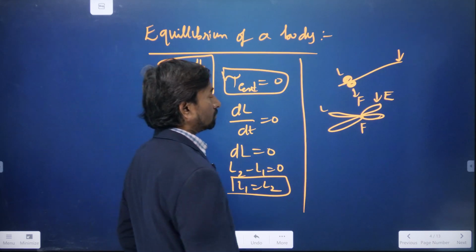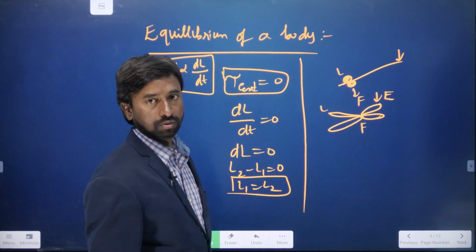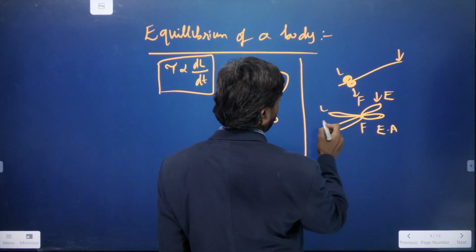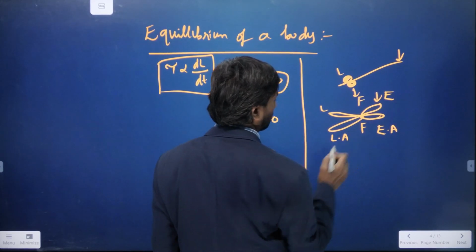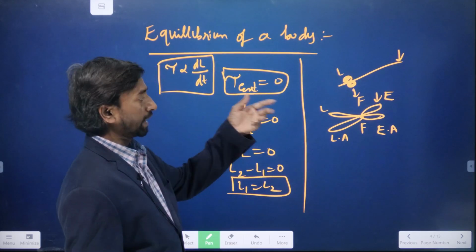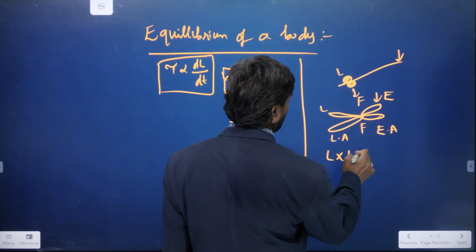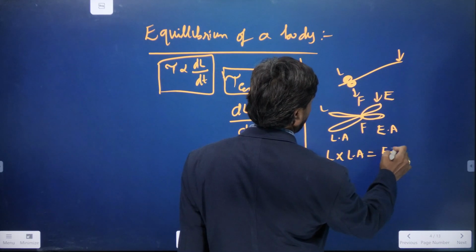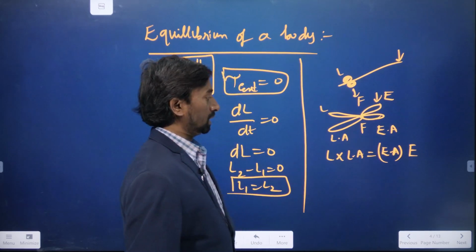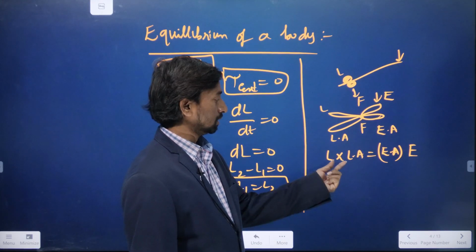Then here the principle of moments we can apply, torque we can apply. The effort is nothing but a perpendicular force, and the distance between the fulcrum and the effort is said to be the effort arm, and the distance between the load and the fulcrum is said to be the load arm. Now the principle of moments: the total torque acting on the body is 0. So load into load arm will be equal to effort into effort arm. Effort arm is denoted by EA, effort is E, load is capital L, and load arm is LA.